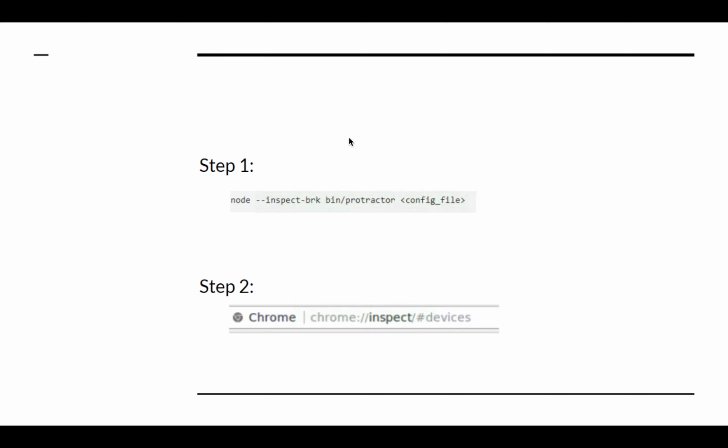So as I said, the step one part of this process is to start node and pass in the argument inspect break, and then the path to your binary where the protractor resides in the node modules basically, and the protractor config file. And once you launch this, you just need to type in Chrome inspect devices within your Chrome browser so that you can start with the debug process. So let's do this practically.